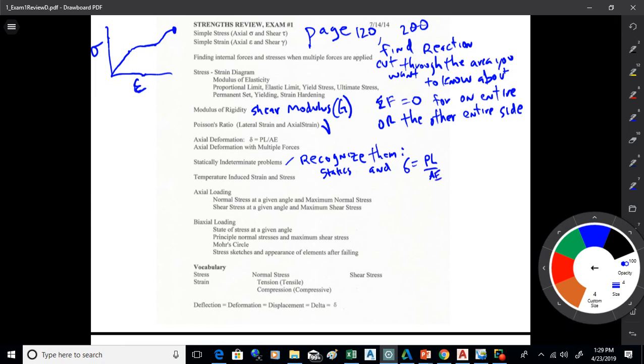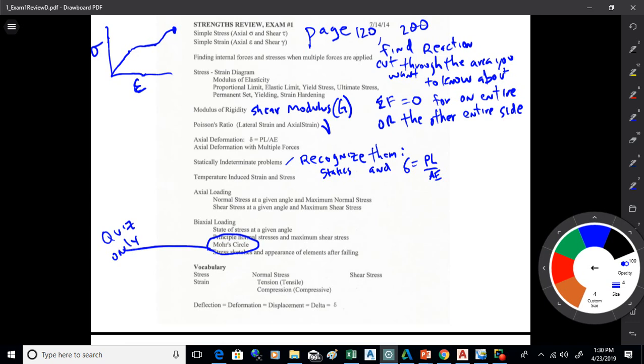Temperature-induced stress and strain, axial loading. Normal and shear stress, we just have the formulas for doing that. Just remember to use the proper reference angle and proper sign on your force. Biaxial loading, state of stress at a given angle, principal and normal stresses, and maximum shear stresses, Mohr's circle. Now Mohr's circle, I'm going to pull that out, so that won't be on the midterm. That'll be on a quiz only, okay? So you don't have to worry about that for the midterm. We'll just have a separate quiz on that later next week. So as far as studying goes, okay.